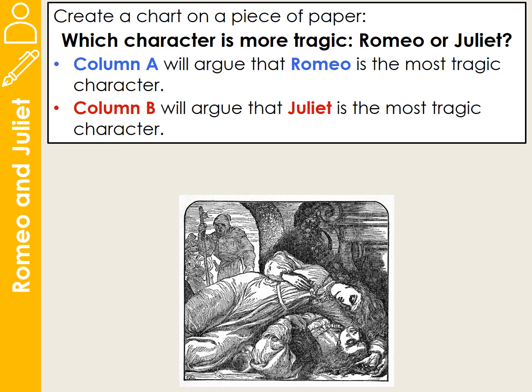In the first column, column A, you're going to put down all of your ideas in favour of the idea that Romeo is the most tragic character. In column B, you're going to put down all of your ideas in favour that Juliet is the most tragic character. So pause the recording now and, thinking about what you've learned so far, jot down as many ideas in each column as you possibly can.